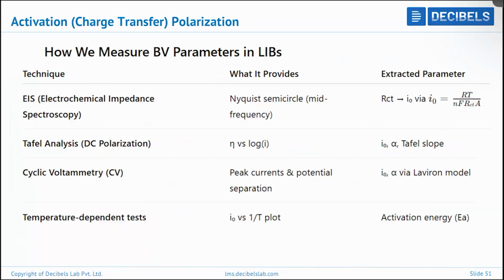So how do you measure these BV parameters in lithium-ion batteries? The charge transfer resistance that I have mentioned is measured using EIS, electrochemical impedance spectroscopy, where we get the Nyquist mid-frequency semicircle. That will give you the RCT, and the exchange current density from the Tafel analysis or DC polarization, and that I naught can also be determined from cyclic voltammetry, etc.